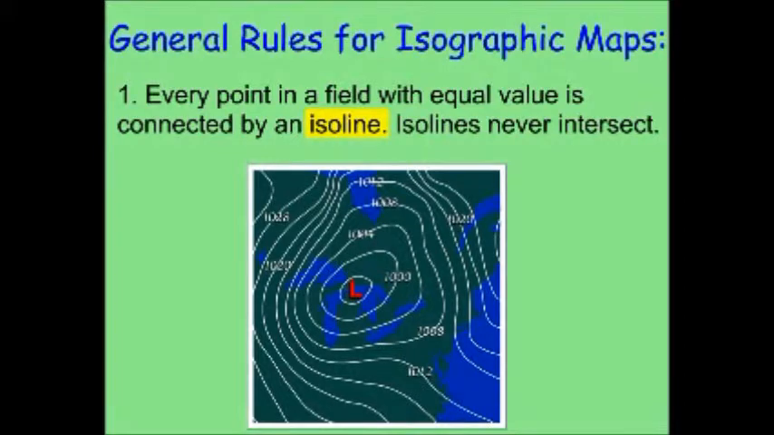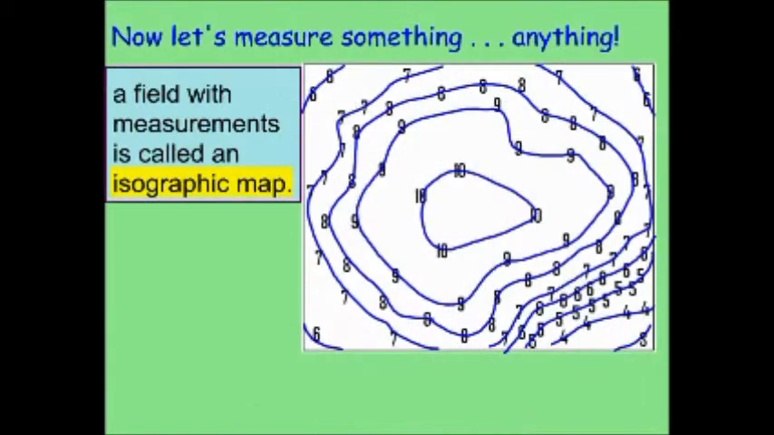Number 1 is that every point in a field with equal value is connected by a line called an isoline, and isolines never intersect. So going back to this original image, if you look at all the numbers that are the same, they are connected by a line, and those lines never intersect. The 10s are all connected by an isoline, the 9s are all connected by an isoline, etc., etc.